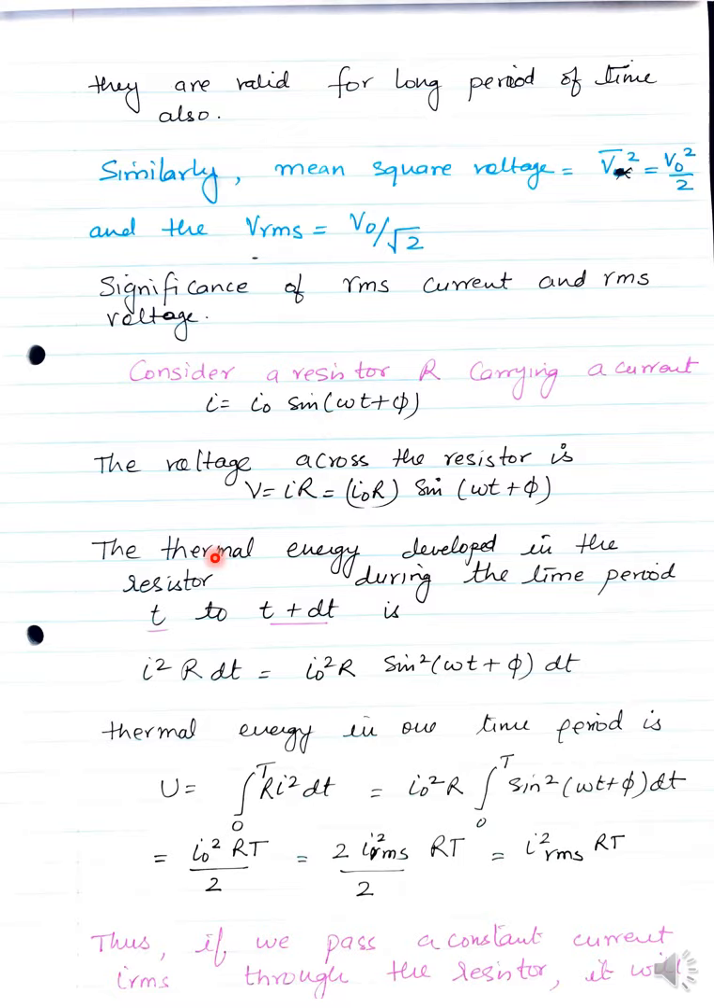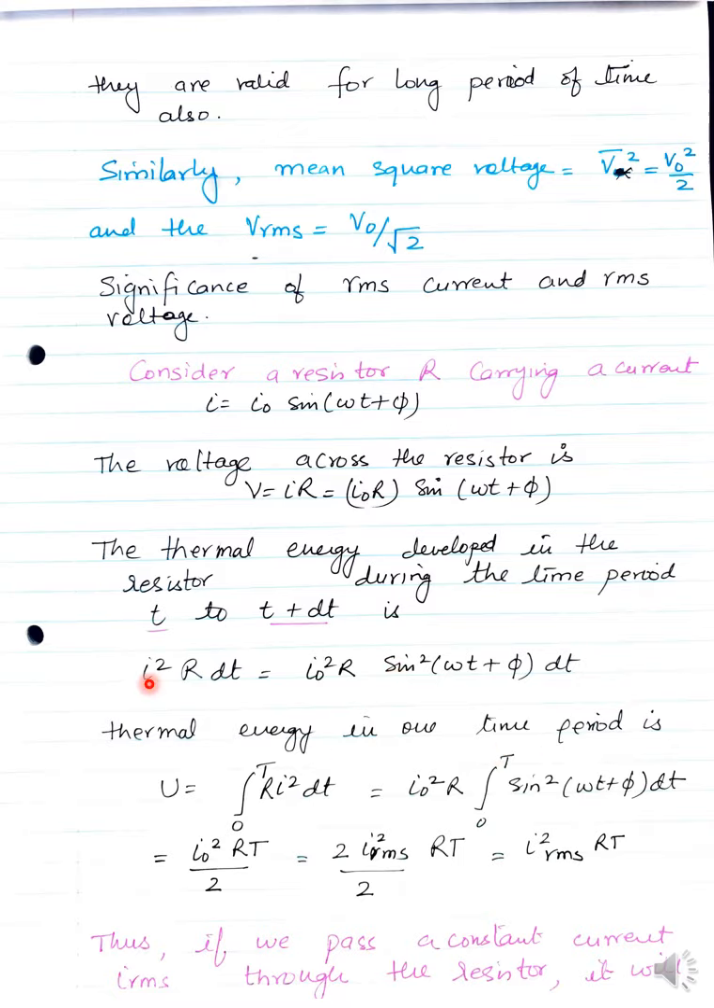Then what will be the thermal energy developed in the resistor during the time period from t to t plus dt? For a very small time instant, the thermal energy developed will be I squared R dt. If you remember the formula for energy, it is I squared R T. So in place of I squared, we put I naught squared sine squared(omega t plus phi).